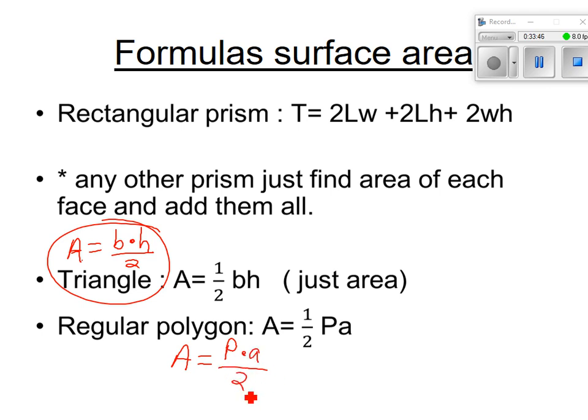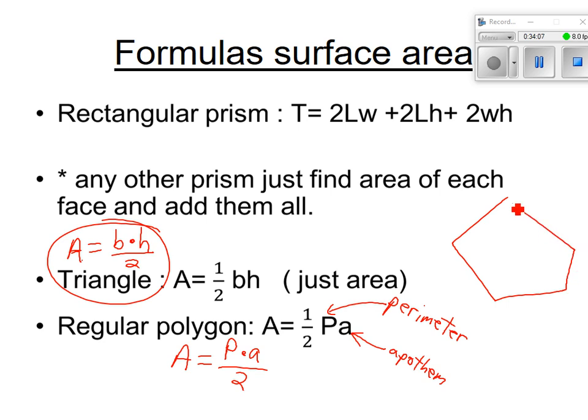What's P stand for again? Perimeter. What's A stand for? Now be careful, that's little a. Words you can't pronounce probably. The apothem. What is an apothem? Remember the apothem, if I draw. An apothem goes from the center of the shape to the edge.